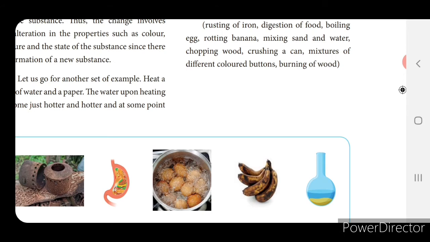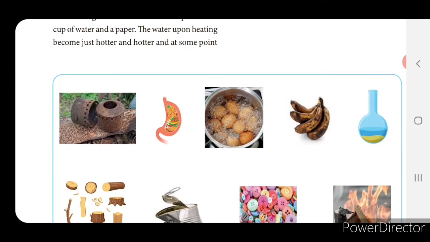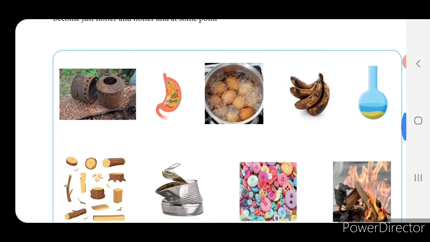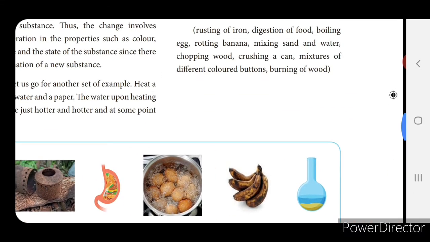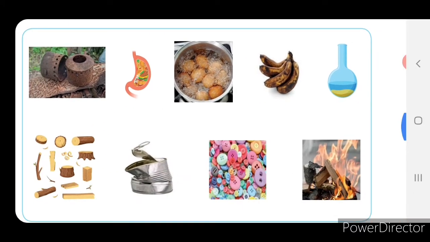Chopping wood: after the wood is chopped, each and every piece of that wood will have the same property. There is no new product formed, only the size has changed, so it is also a physical change. The next one, crushing a can, is also a physical change. The shape only has changed. Then colored buttons, you can separate the colored buttons, so it is also a physical change.